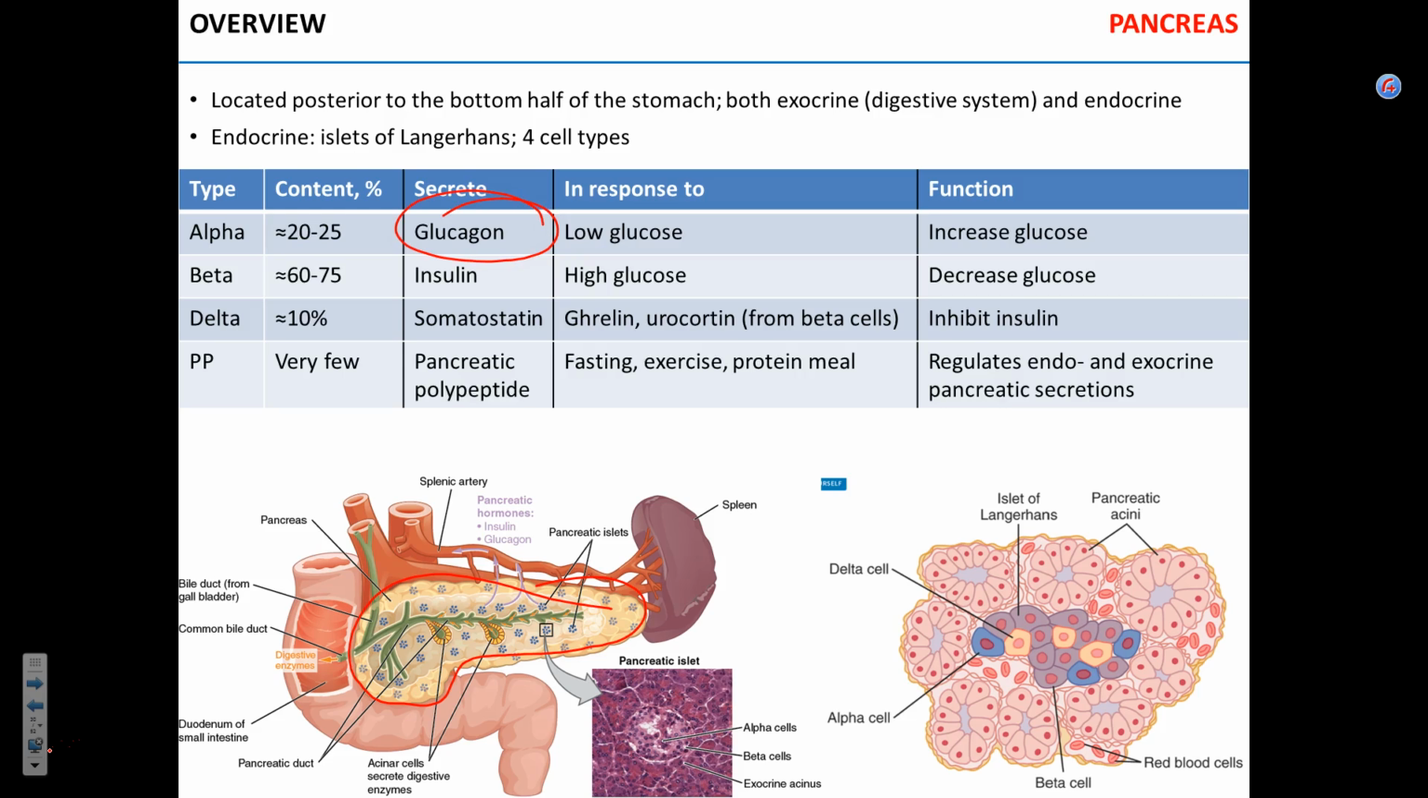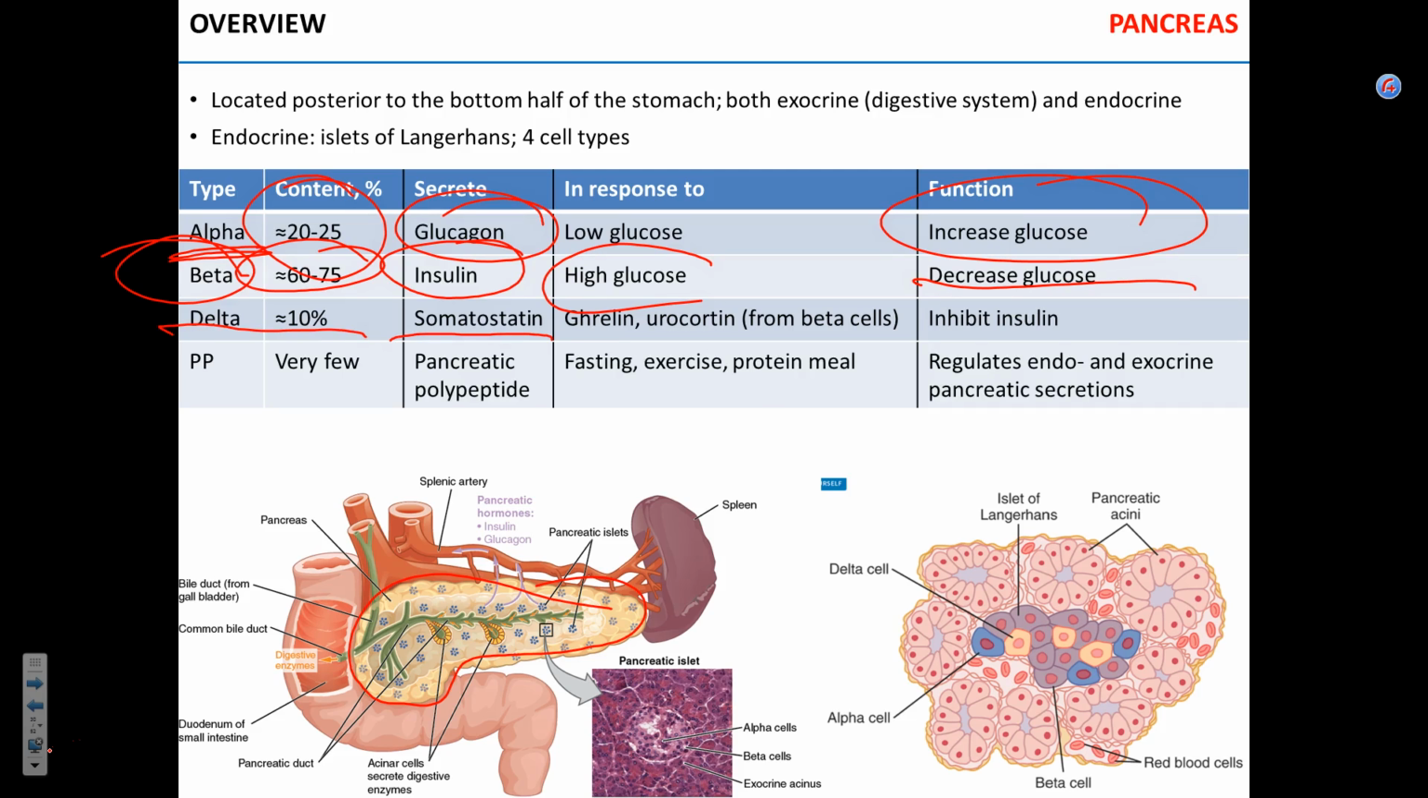Glucagon, produced by alpha cells, is about a quarter. It increases glucose in response to low glucose, right? Beta cells that produce insulin are about 60 to 75% of the pancreas. They respond to high glucose and lower it.